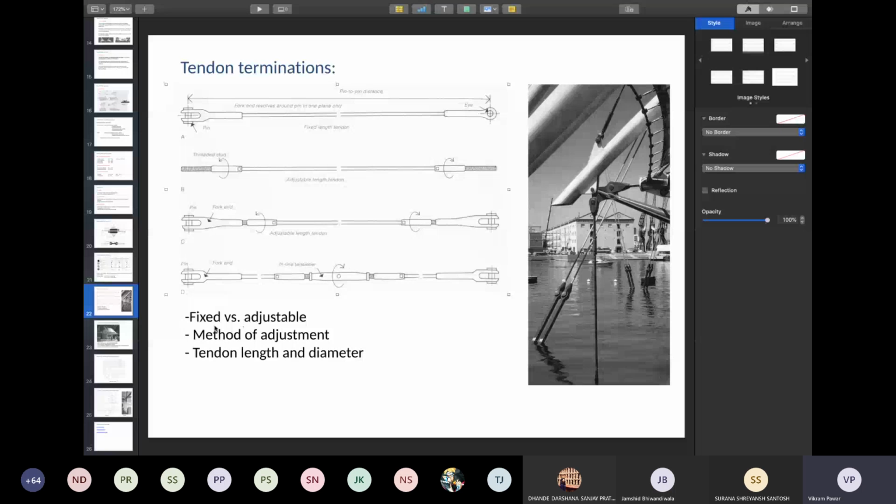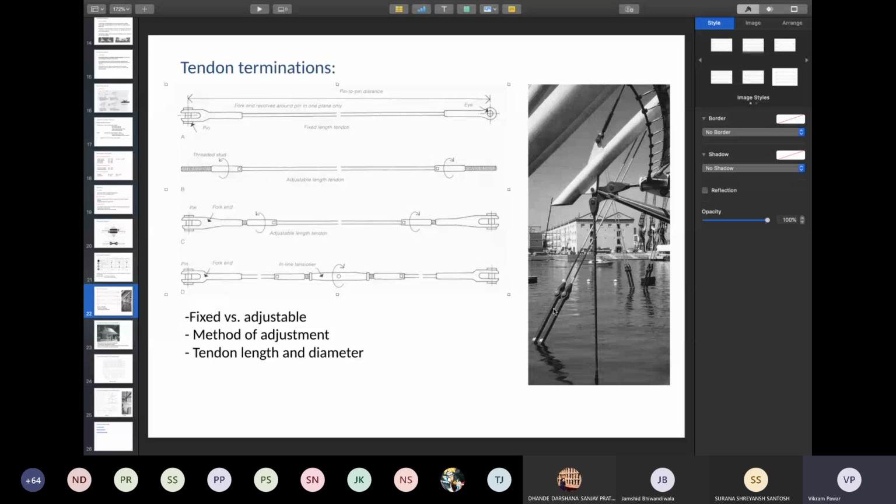So you have fixed versus adjustable. The method of adjustment depends on that, and on the tendon length and diameter. These are the concerns that you need to bear in mind. So you cannot have something which is very close to the ground, so that even this cannot be adjusted. You need to leave enough space to accommodate these tendon terminations.